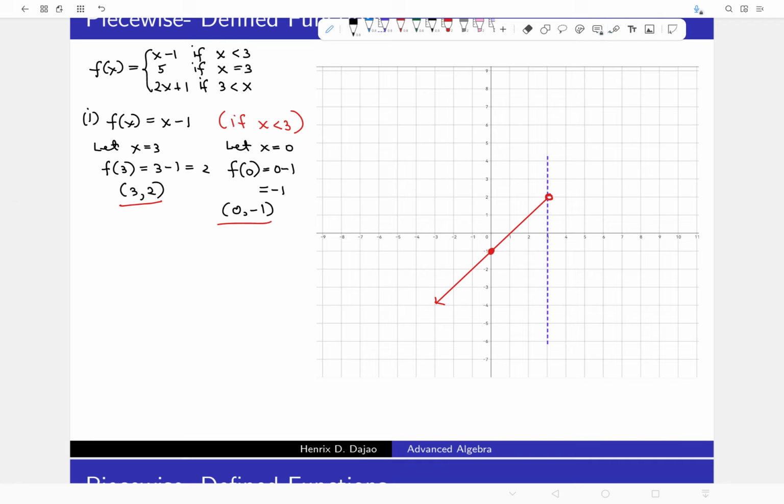Okay, next is we are going to use f of x equals 5. So this is a constant function. So remember, f of x is equal to y. So remember, y equals 5 is a horizontal line that is passing through 5 in the y-axis.